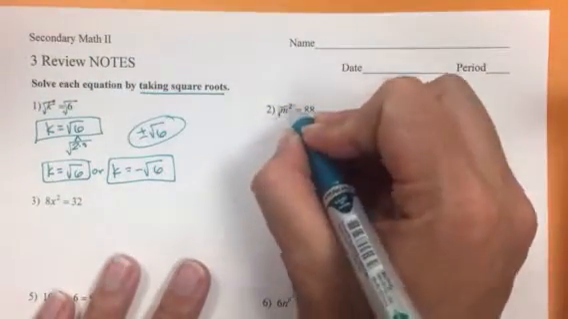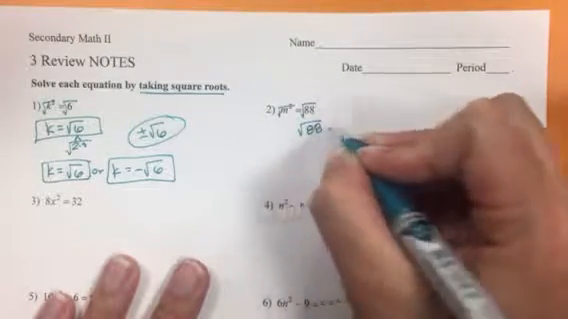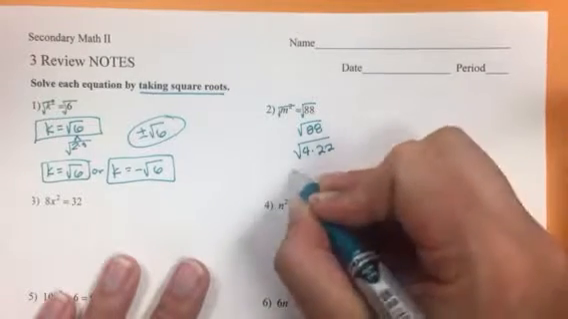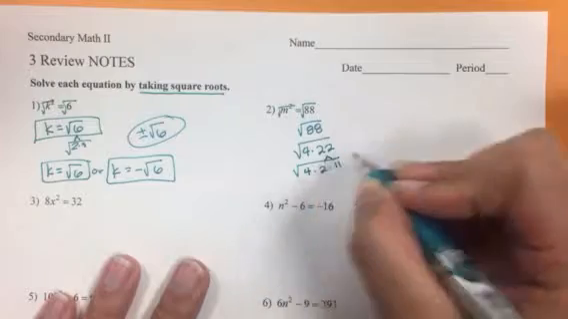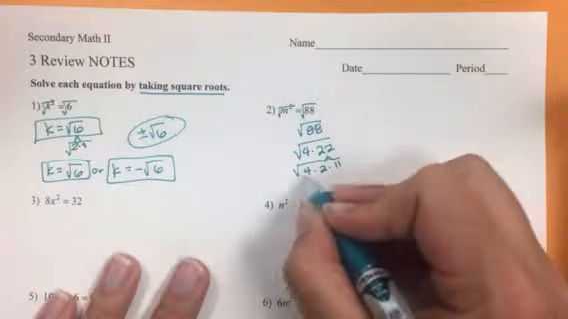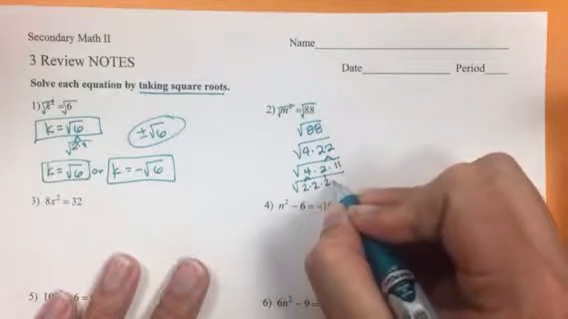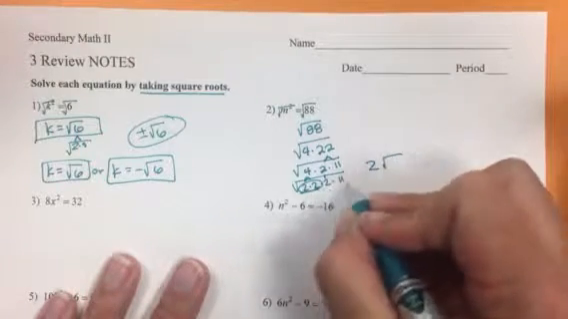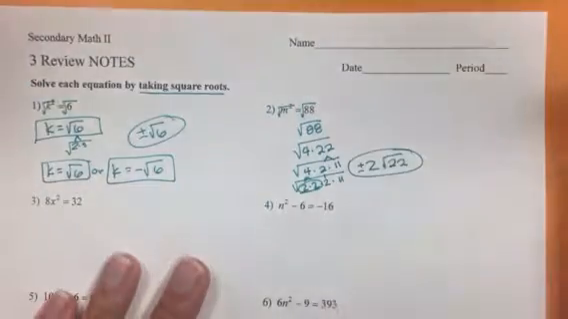M squared by itself, we square root. The square root of 88, let's try and break it down, would be 4 times 22. 4 times 2 times 11. Can't break down anymore. 4 can. 2's can leave. And 2 and 11 are left inside, plus or minus.